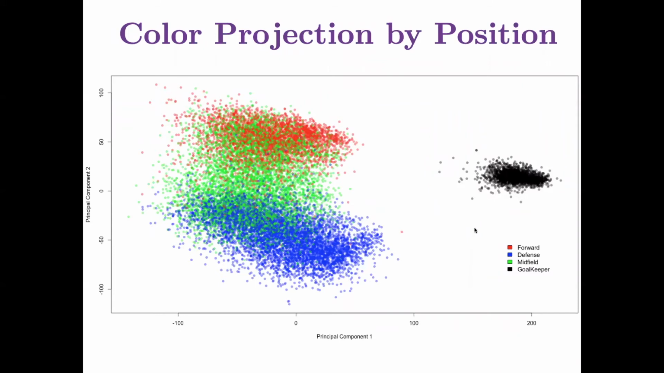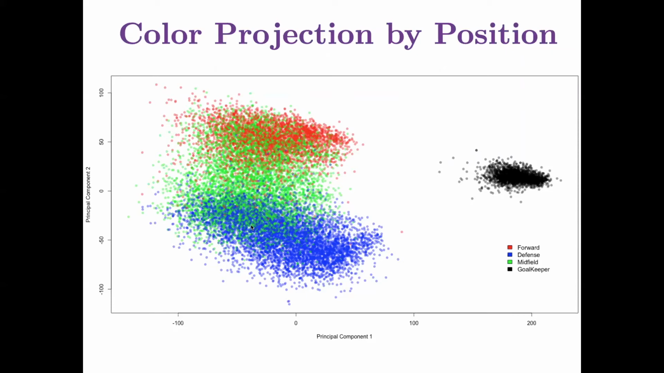If I color the projection according to the player's position, I can clearly see the group over here to the right are the goalkeepers. The forwards are up the top, defenders are down at the bottom, and then it makes sense that the midfielders are sandwiched between, right? Because midfielders will share some of the skills of forwards and defenders, and have some of their own unique skill sets.